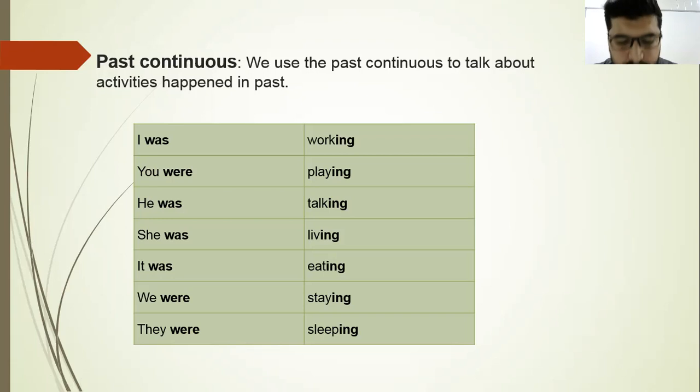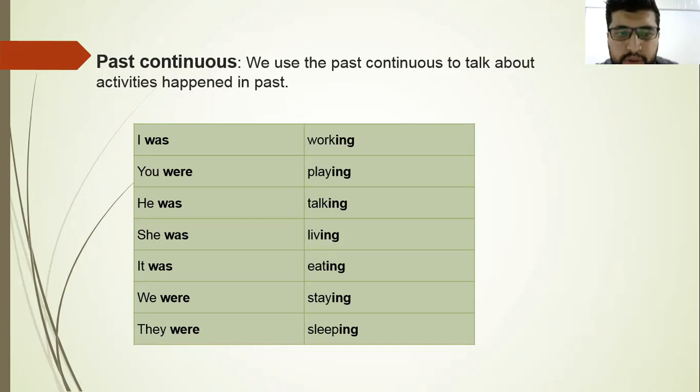But for past continuous, it's really easy. We just use two. When it's one person, when it's singular, we say was. But when it's two people, we say were. Do not forget that, please. We say were when we have two people.